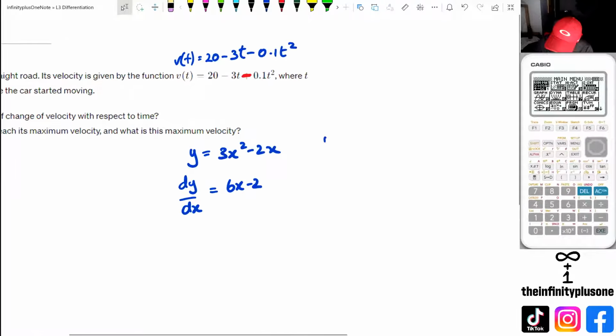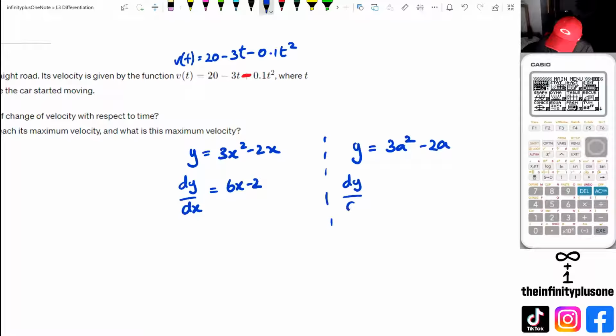Now, let's say if we had something like y equals 3a squared minus 2a, then we would write this as dy over dA equals 6a minus 2. So I guess what I want you folks to keep an eye on is how the y and dy is connected, and then how the x and dx is connected. But when there's a different letter, like for example a, we actually write that as dy dA.